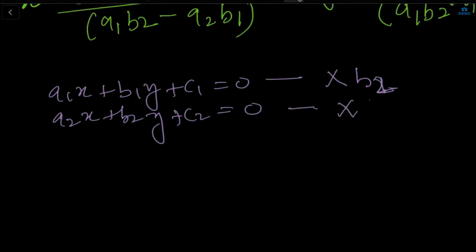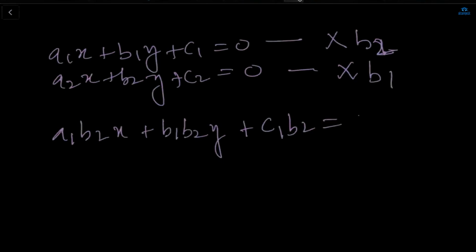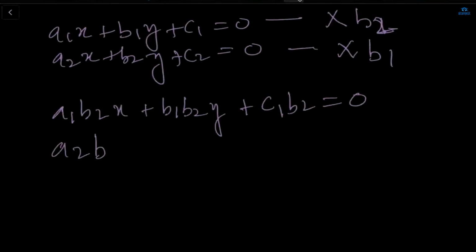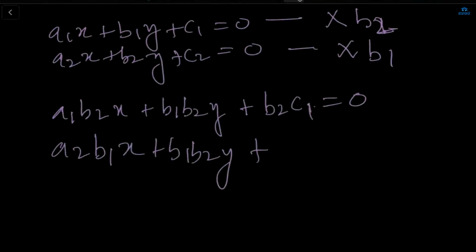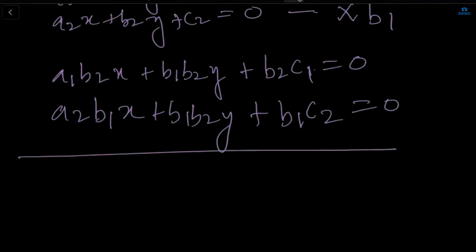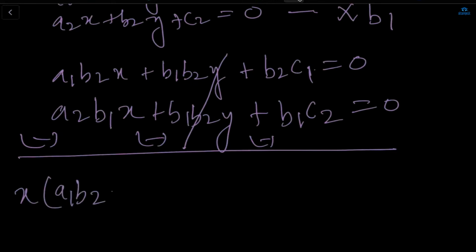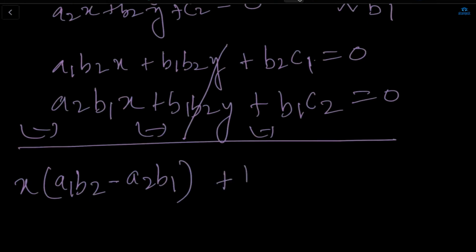We will get A1 B2x plus B1 B2y plus C1 B2 is equal to 0. And the second, what will we get? A2 B1x plus B1 B2y plus B1 C2 is equal to 0. Now, if you subtract both the equations, this will get cancelled. And here, taking x as common, you'll get A1 B2 minus A2 B1, this plus B2 C1 minus B1 C2 is equal to 0.